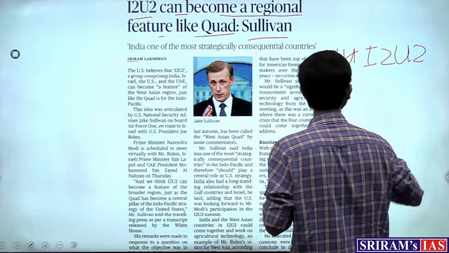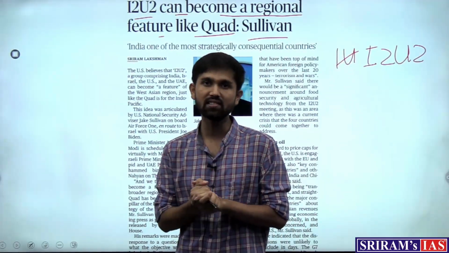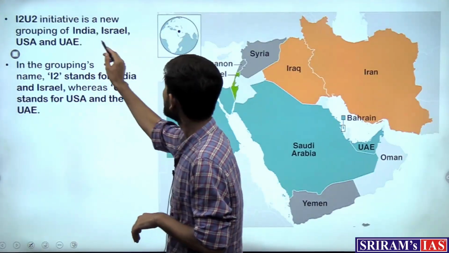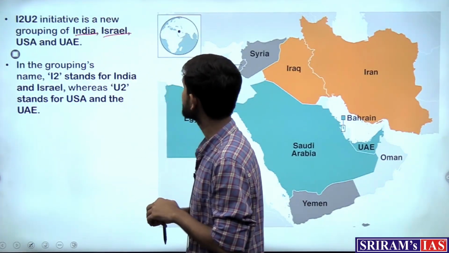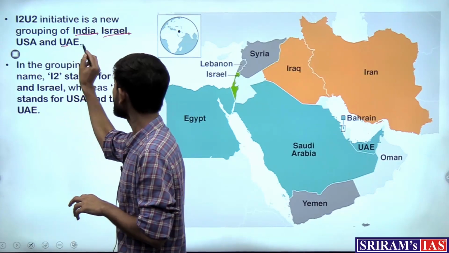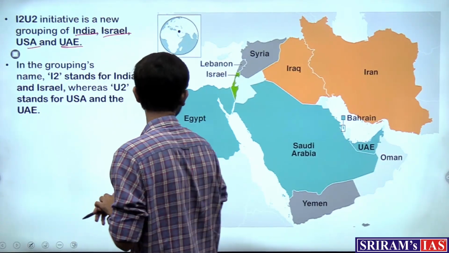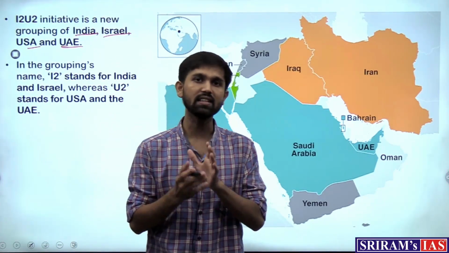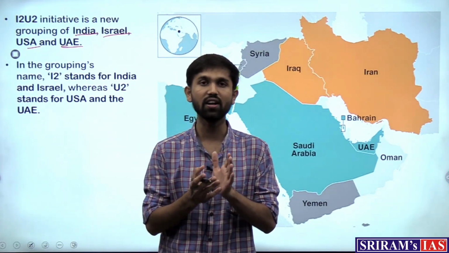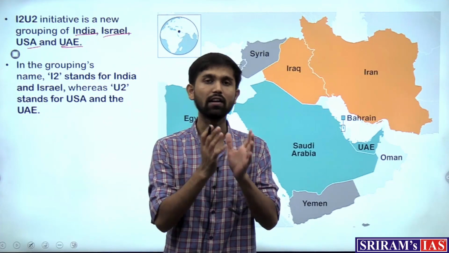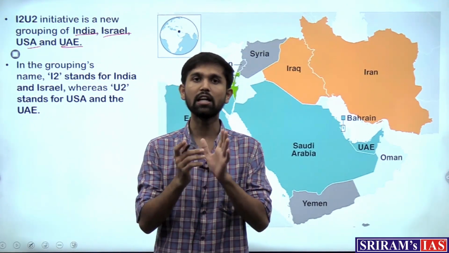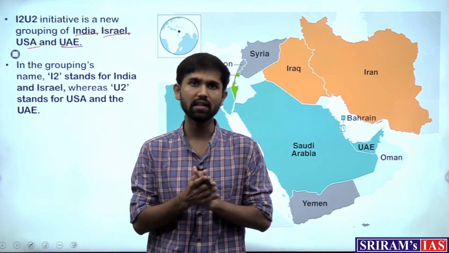This is a new grouping based in the Middle East region between 4 countries, that is India, Israel, that stands for I2, and USA and UAE. Now this grouping becomes important because there's a lot of uncertainty that prevails over the West Asian region always, and currently the US President will go on a tour of West Asia. Will he visit Israel and other countries as well.